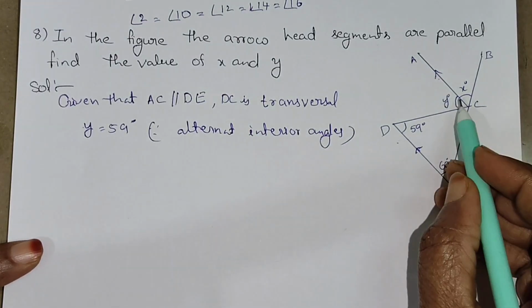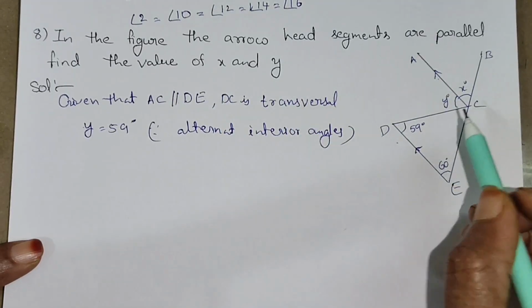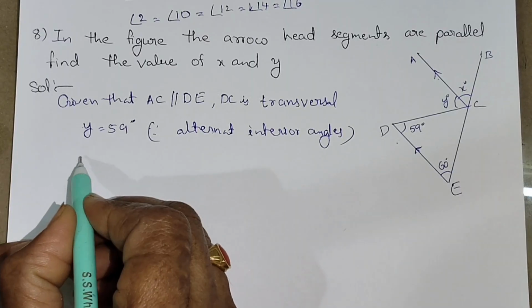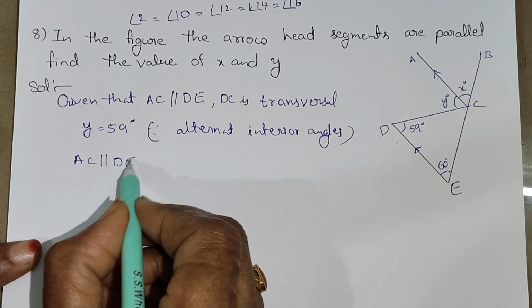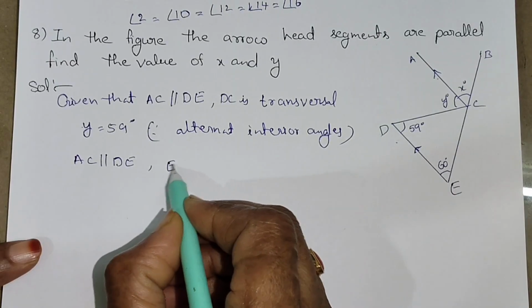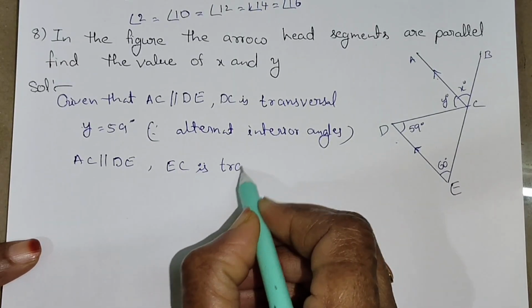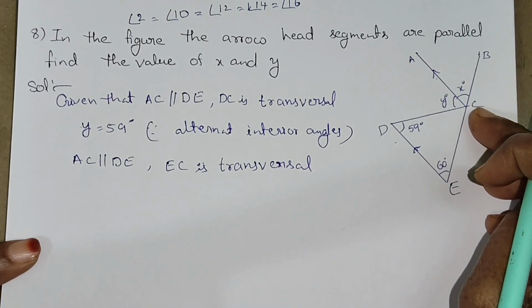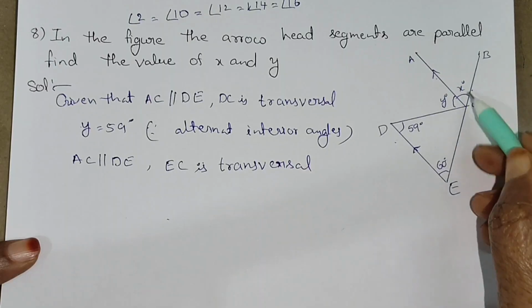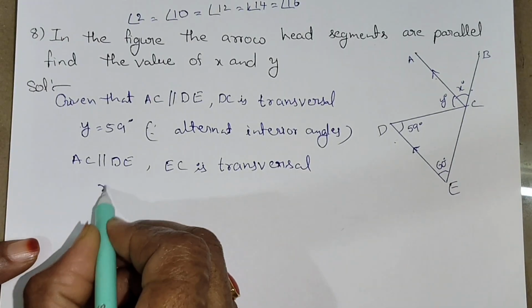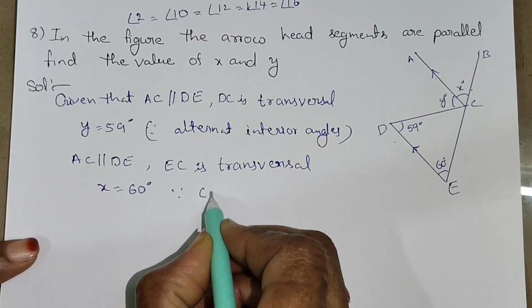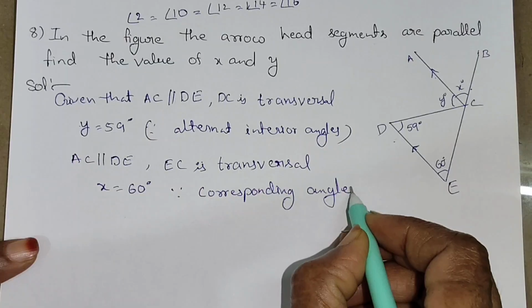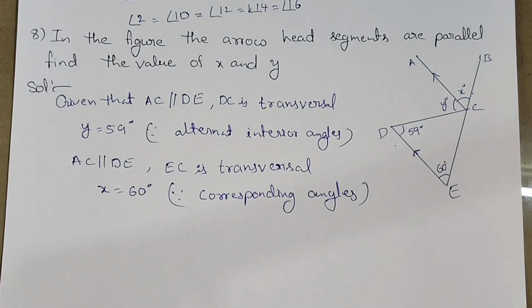Alternate interior angles. So next asking x and y. AC is parallel to DE and EC is a transversal. We take EC as a transversal. So here x equal to 60 degrees, since these two are the corresponding angles. So this is the 8th one answer.